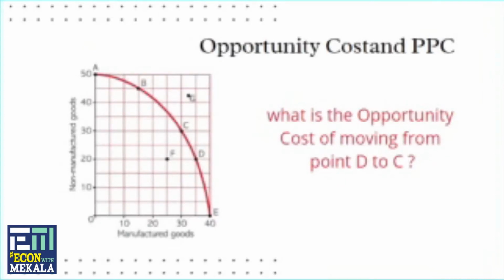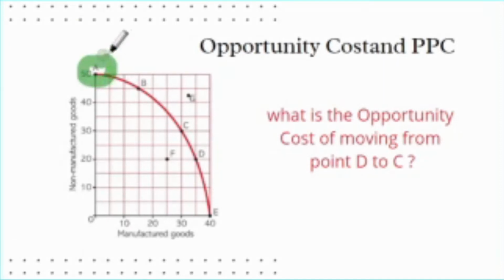Opportunity cost and PPC. Now, here I want to discuss how we can calculate opportunity cost using a PPC or PPF. You can all see I have marked some coordinates in this PPC: point A, point B, point C and point D. These points are on the PPC. So these are the different combinations this economy can produce.